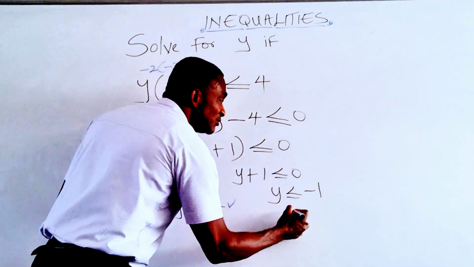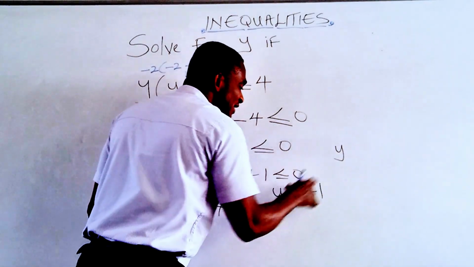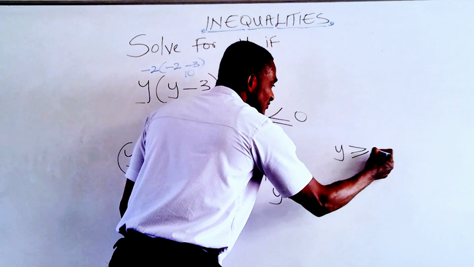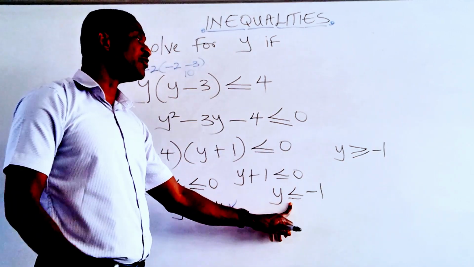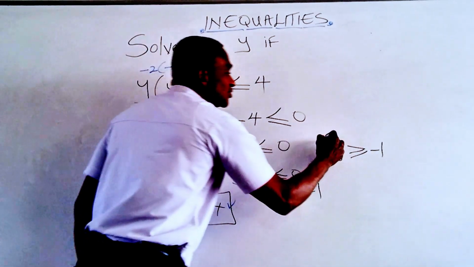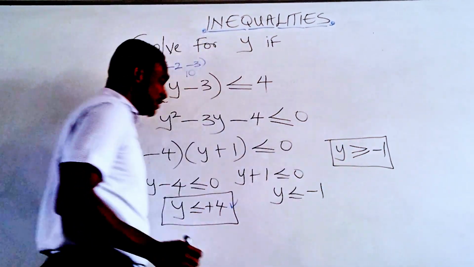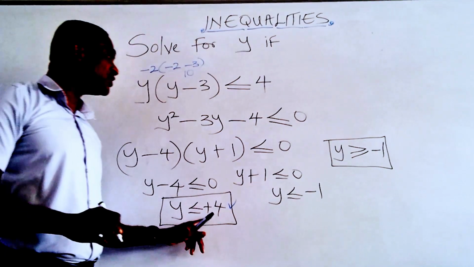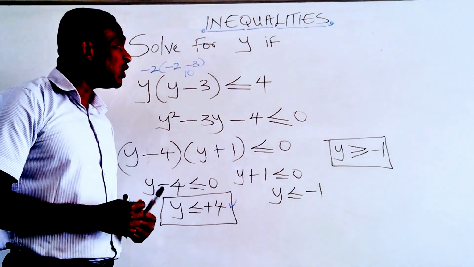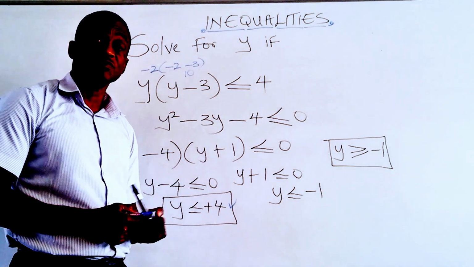And that is the value we must change. So instead of being less than or equal to, we flip around the logical operator. So our two solutions to this expression will be y is less than or equal to positive 4 and y is greater than or equal to negative 1.